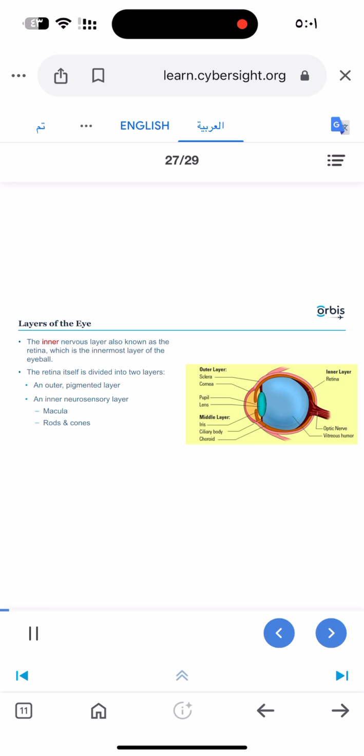Lastly, we have the inner nervous layer, which is also known as the retina. This is the innermost layer of the eyeball. The retina is divided into two distinct layers, an outer, pigmented layer, and an inner, neurosensory layer. The inner, neurosensory layer contains rods and cones, and also the macula, which is the area of the retina where detailed vision occurs.